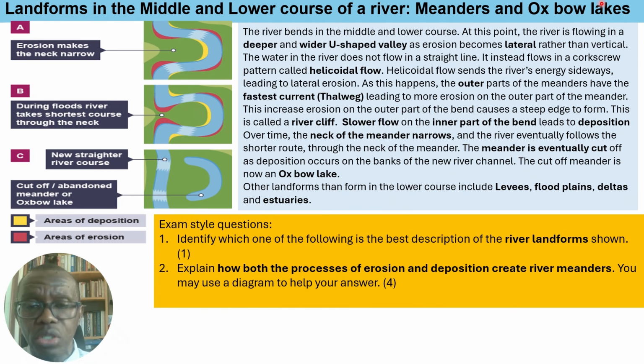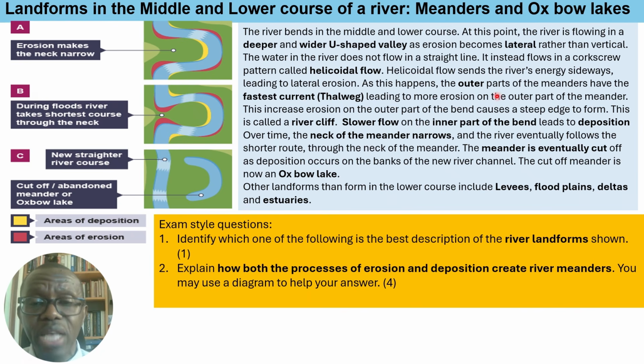And as a result of that, the river's energy will be sent sideways, leading to that lateral erosion that we are talking about, because it's helicoidal flow. So it's moving in a kind of circular motion, so eroding outwards.